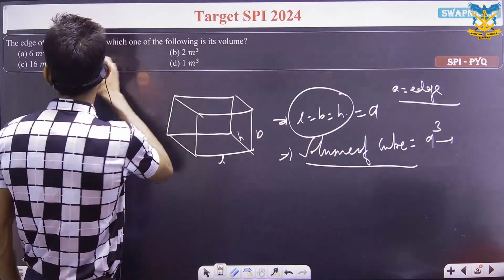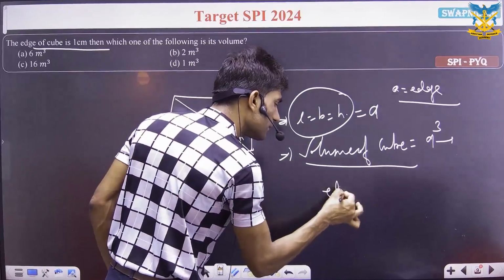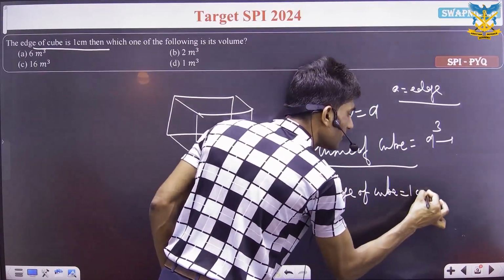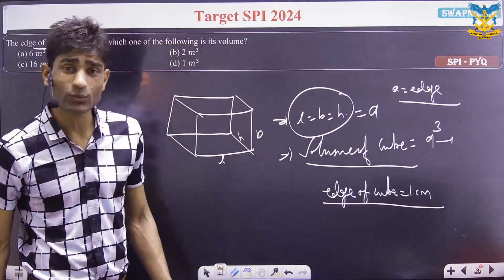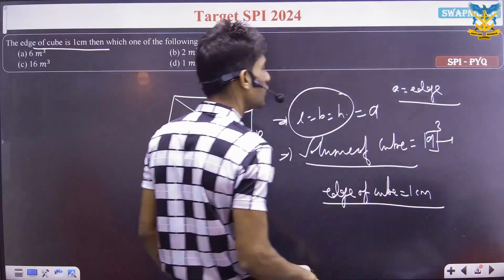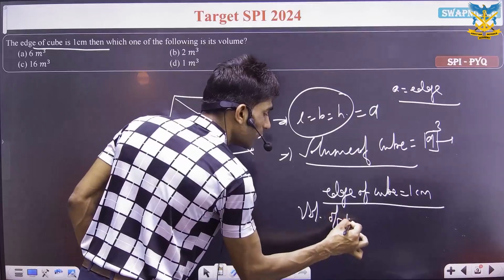Now we are given that the edge of the cube is 1 centimeter. We have the edge of the cube, it is 1 centimeter. Now substitute this value in the place of A cube. So we write the volume of cube.